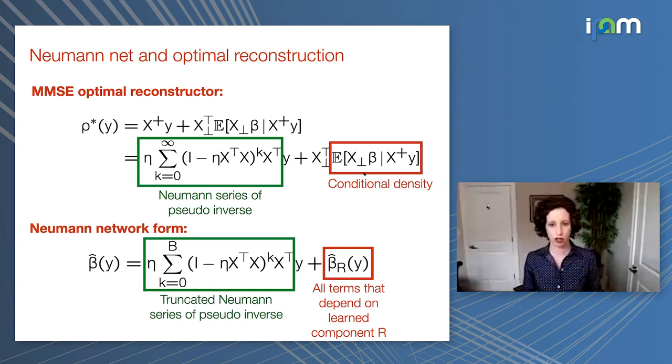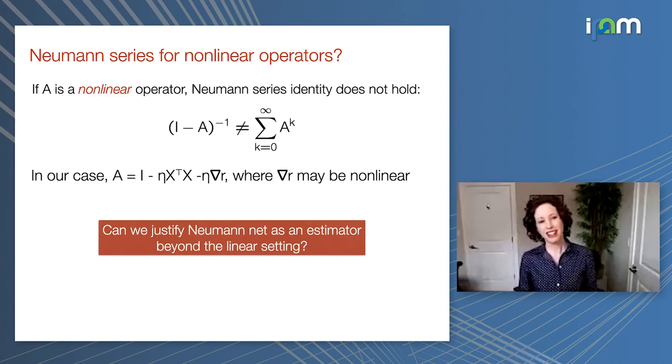Okay, so you might ask, in what sense does this really make sense? Because we started off with the Neumann series. So imagine that I've got an operator A. If A is a linear operator, then the identity minus A inverse has this Neumann series expansion. But as soon as A becomes a nonlinear operator, then that whole equivalence breaks down.